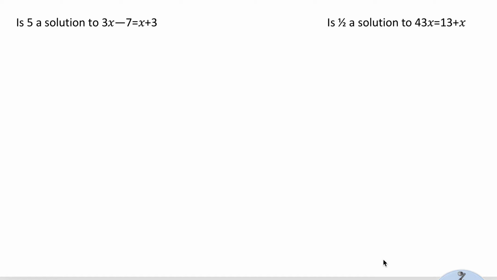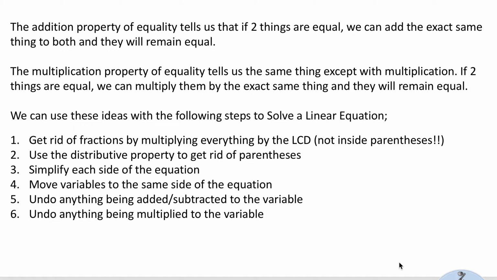Okay, so checking to see if something is a solution. And then, well, how do you find the solution? The addition property of equality tells us that if two things are equal, we can add the exact same thing to both sides and they remain equal. In other words, look at this. If I have 1 plus 2 is the same thing as 3, as long as I add the same thing to both sides, I can add 5 over here and 5 over here. Right? Then that stays equal because really this is 3 plus 5 is 3 plus 5.